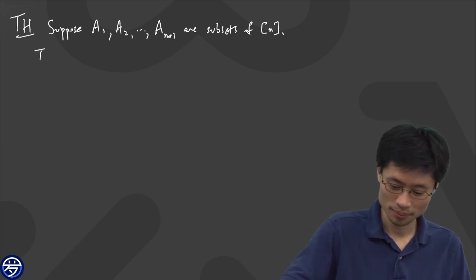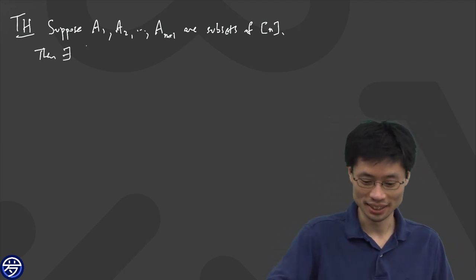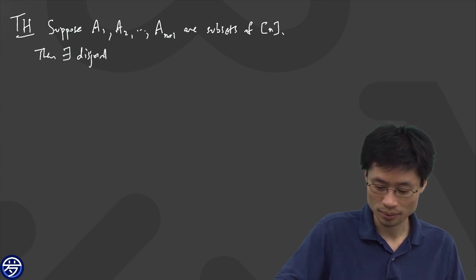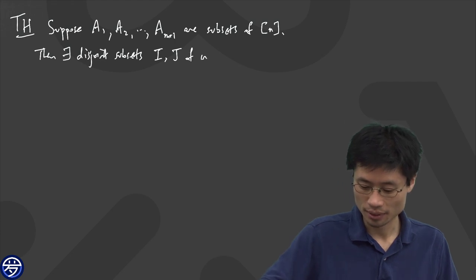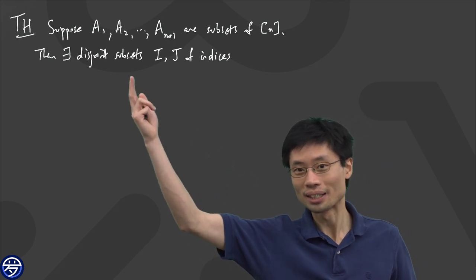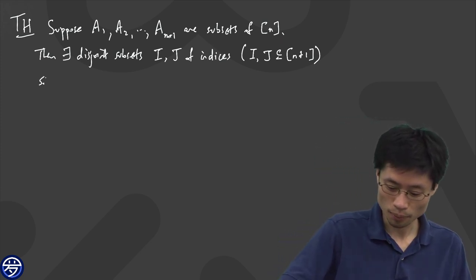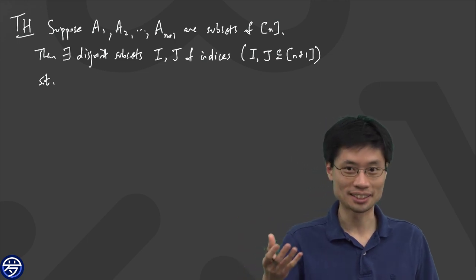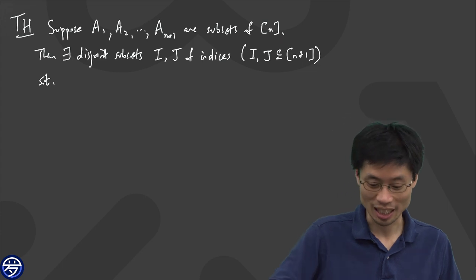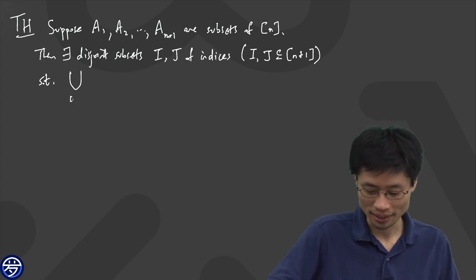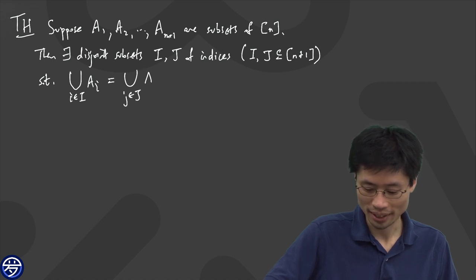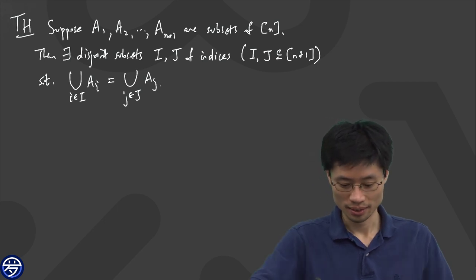Then there exist disjoint subsets I and J. These are subsets of indices. I just want to emphasize indices are like 1, 2, 3 up to n plus 1. So that means that I and J are subsets of [n+1], because that's where my indices come from, such that if you take the union of all of the A's with indices in capital I, that's equal to the union of all the A's where the indices are in capital J. So I can write it like this: the union over little i in capital I of A_i is equal to the union over little j in capital J of A_j.